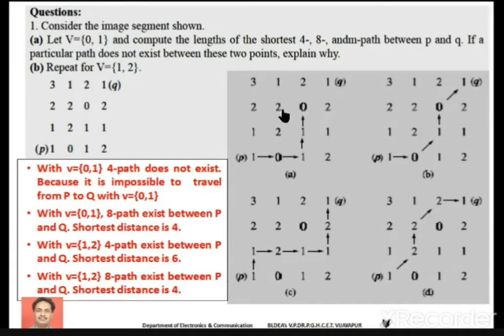Okay, similarly, we have the second part of bit A, that is 8 path. Just try to recall, 8 neighbors or 8 path means you can move horizontally, vertically, also diagonally. The diagonal neighbors and the 4 neighbors of the pixel are called 8 neighbors. That's why while finding the 8 path, you can move horizontally, vertically, and also diagonally. But remember, while moving, you have to choose the pixels with values only 0 or 1.